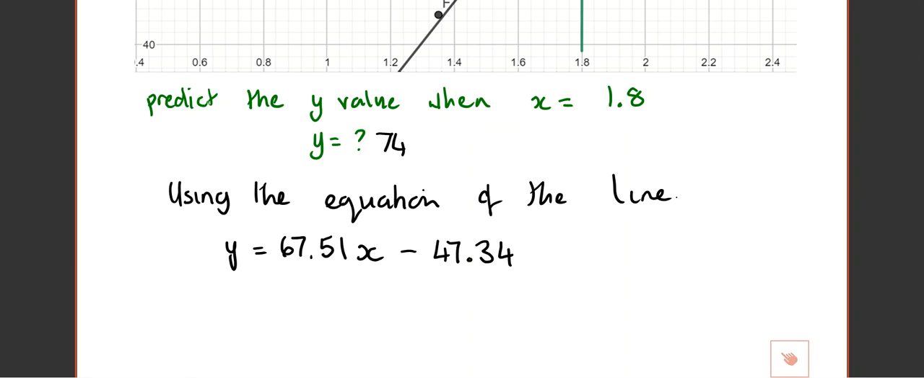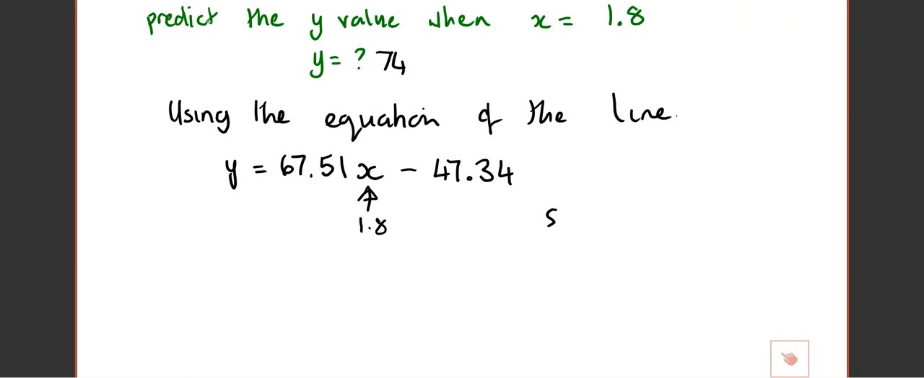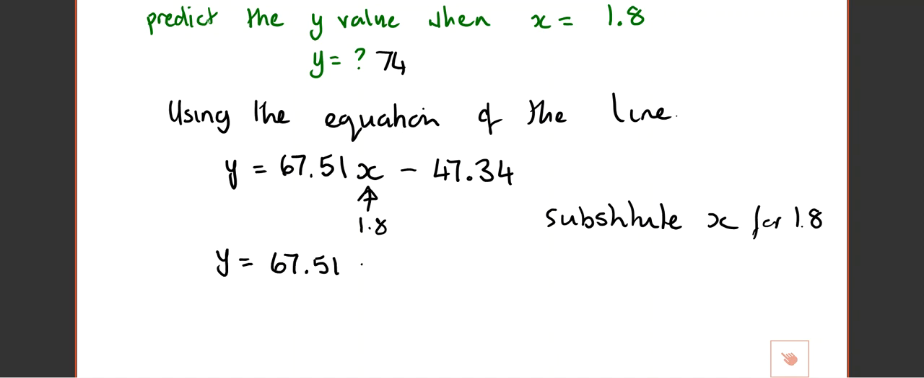Sam? For x, we put 1.8 in there, don't we? So we call that substitute x for 1.8. So we're going to do: the y value is 67.51 times 1.8 minus 47.34.